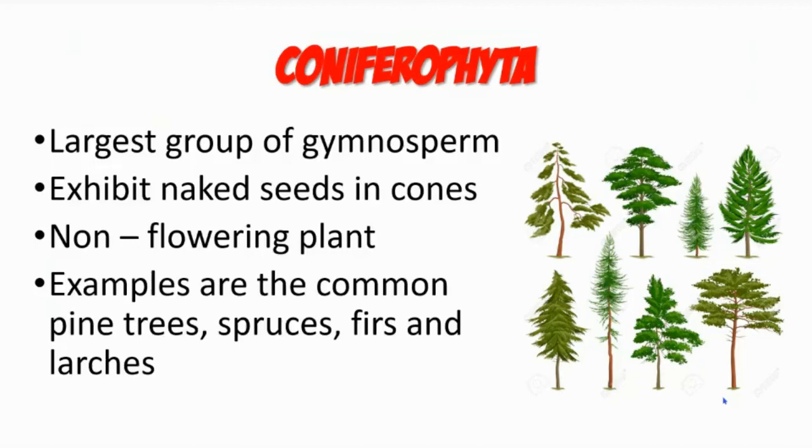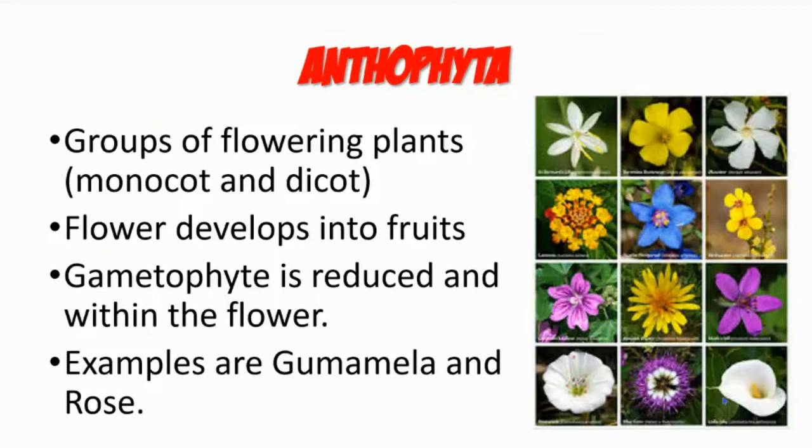And then, this is the last one, Anthophyta. They're the group of flowering plants. It's either monocot or dicot. So, flower develops into fruits. And then, gametophyte is reduced and within the flower. And then, the example of this is yung literally mga flowering plants. But yung binigay ko example is yung mga gumamela and then mga roses. Kasi, mas familiar tayo.